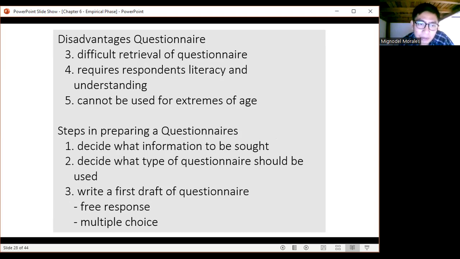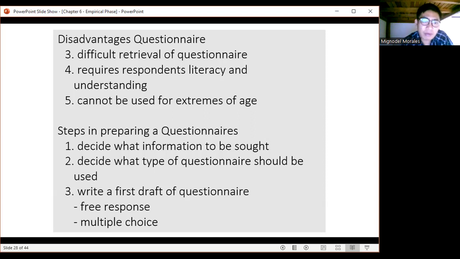In the steps in preparing a questionnaire, first, decide what information is to be sought. Again, you will be guided by the objectives of the study and by the theoretical framework you will use. Then decide what type of questionnaire should be used. There are a lot of questionnaires, depending on how you will measure, how you will gather, and how you will answer an objective.